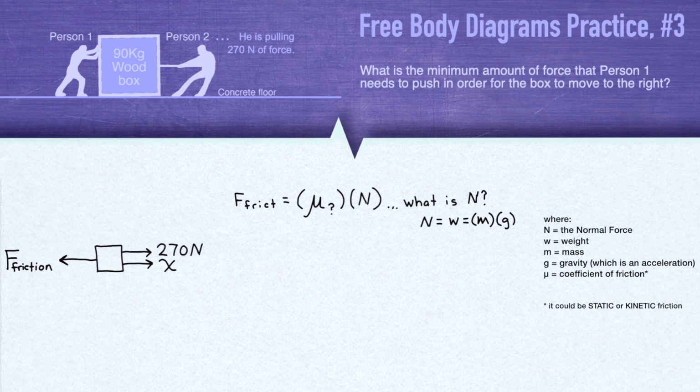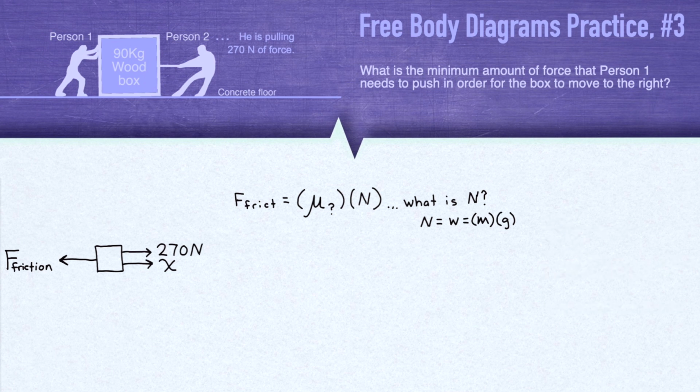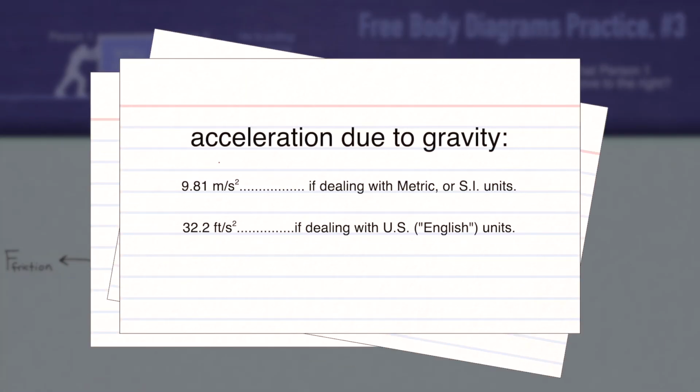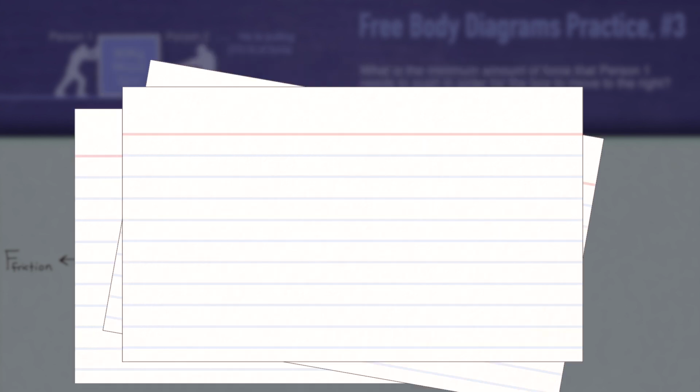Since weight is a force and gravity is an acceleration, the weight of the box is going to be the mass of the box times the acceleration, which is gravity. So the mass of the box is written here in the question. It is 90 kilograms, and the acceleration of gravity is either going to be 9.81 meters per second squared if we're dealing with SI or metric units, and it's going to be 32.2 feet per second squared if we're dealing with American units or English units.